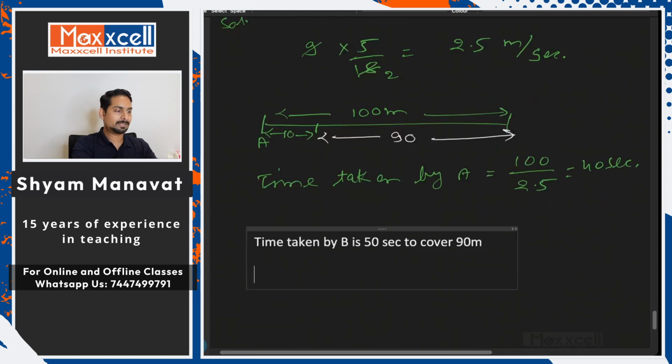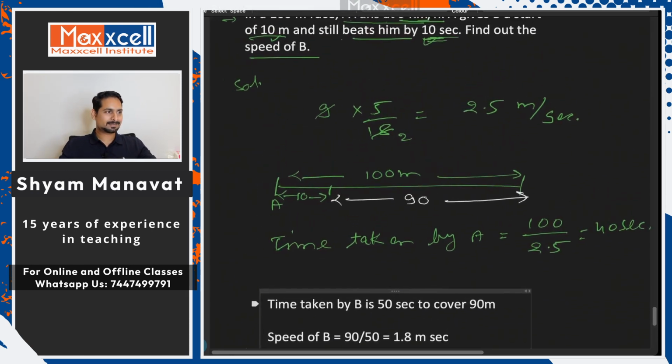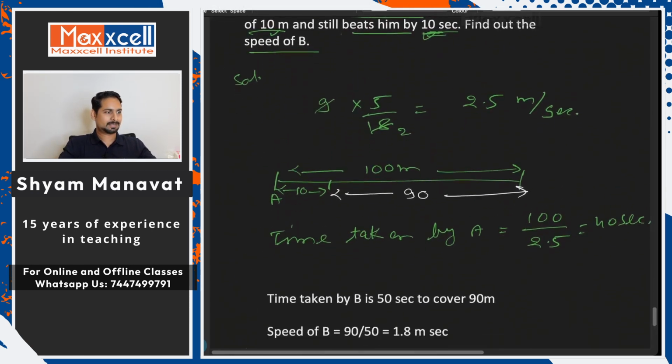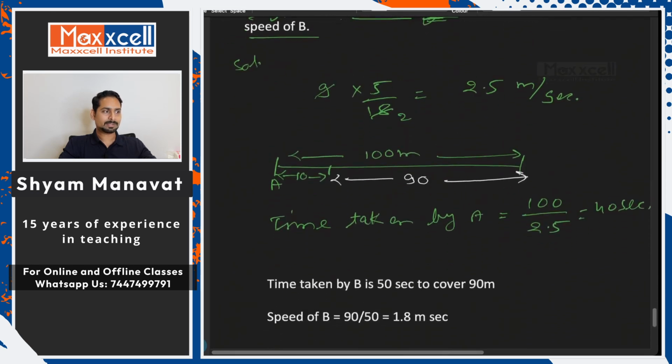Now the question said find the speed of B. Now tell me one thing. You got time, you got distance. Can't you calculate the speed? Speed of B should be equal to what? 90 by 50. That is 1.8 meters per second. Got it? Great. Thank you. This way, so it's short, right?